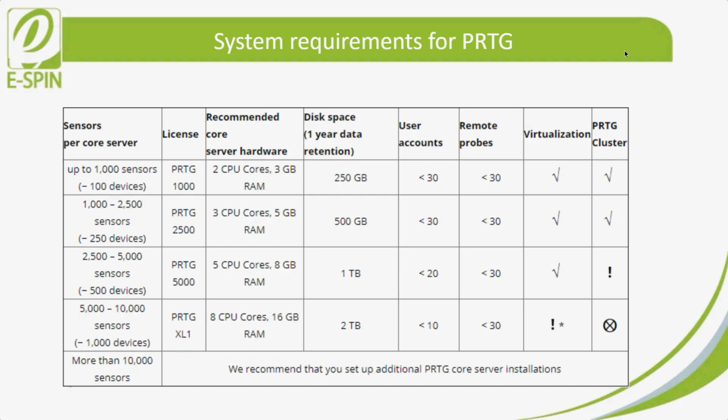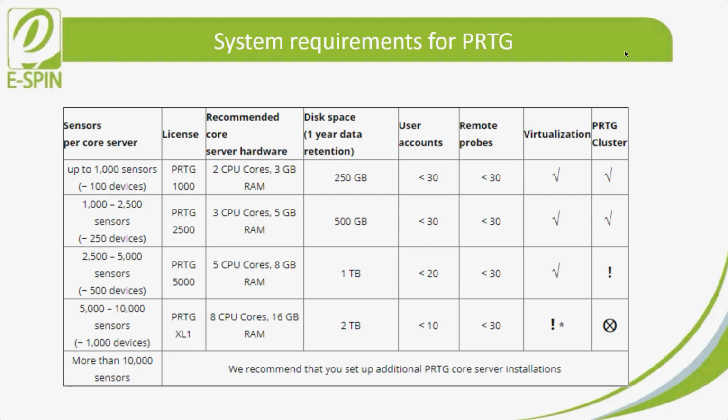This one has more detail about the PRTG core server. As you can see here, sensors per core server. Less than 100 devices, you need the license PRTG 1000, then 2 CPU cores, 3 GB RAM, disk space 250 GB, user accounts below 30, remote probes the same, below 30.